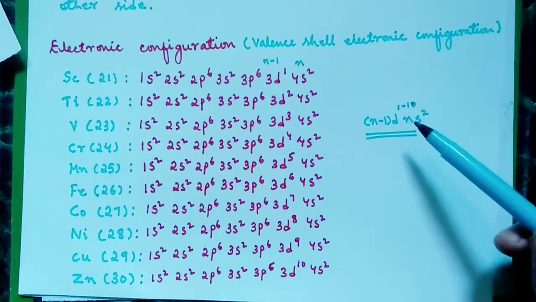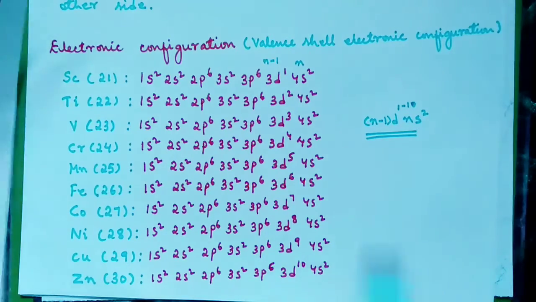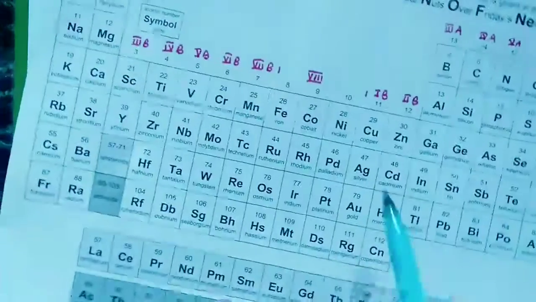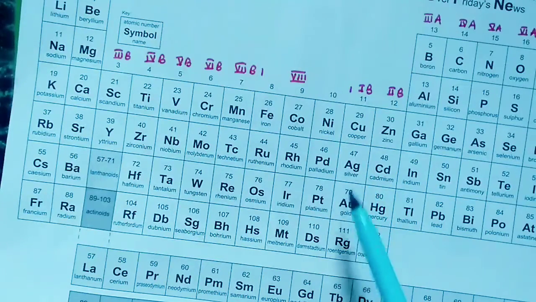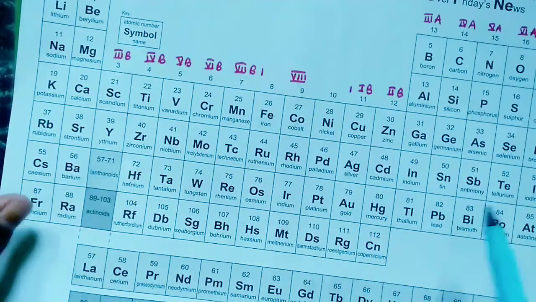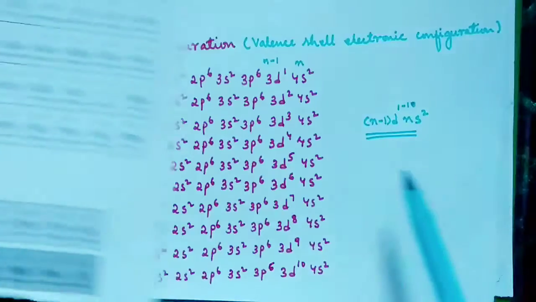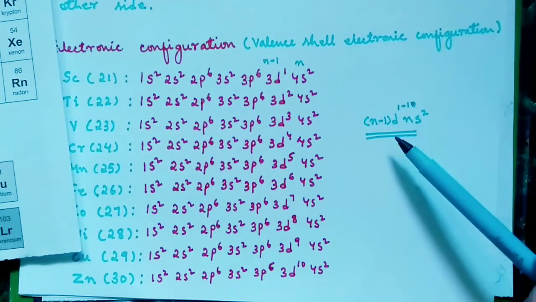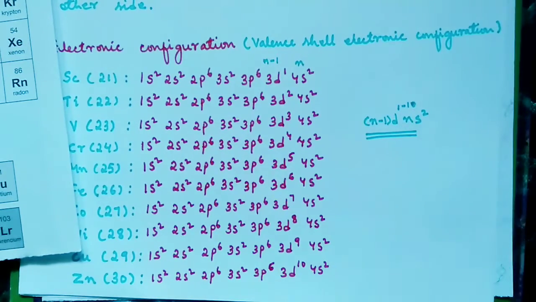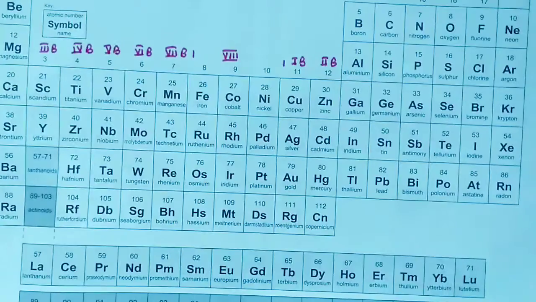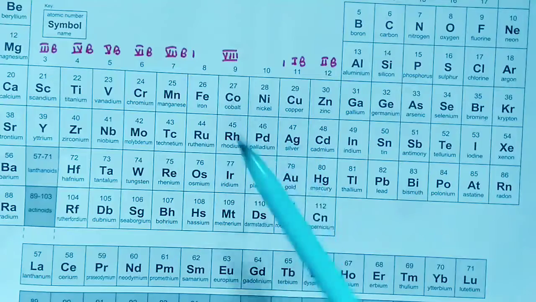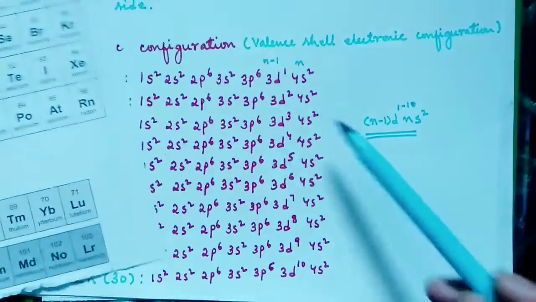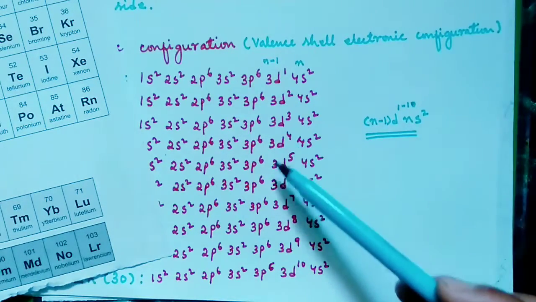Note that n varies with the series. For the 3d series it is 4, here n will be 5, here 6, and so on. Okay, so just substitute the value of n, you will get the valence shell electronic configuration. You can try for the other series, for the 4d and the 5d. And why are these elements known as the 3d series elements? Because the last electron enters into the 3d orbital.